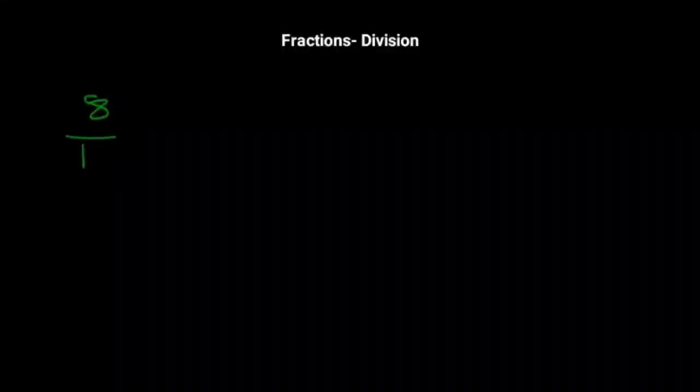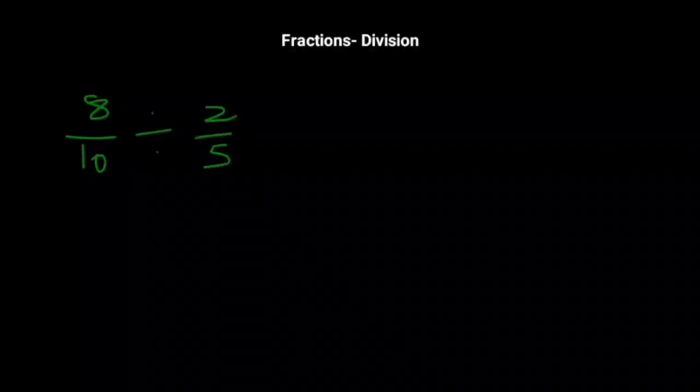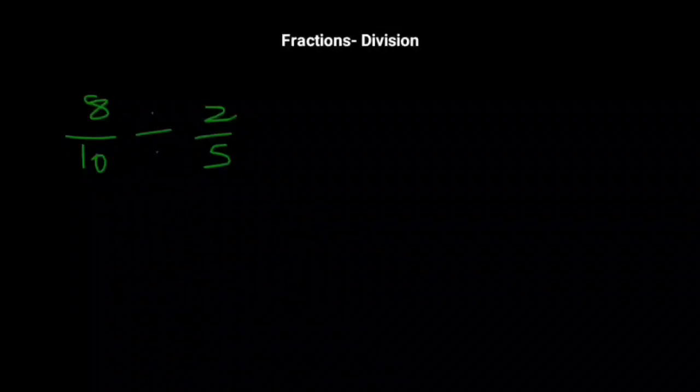When dividing fractions now, using the example 8/10 divided by 2/5, we're going to use the method of changing the sign and flipping or upturning one of the fractions. I usually like to upturn the second fraction, but you can decide to upturn the first fraction. It's the same thing, but be cautious of not upturning both of the fractions, okay?